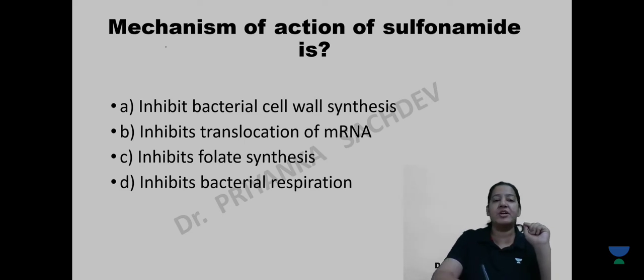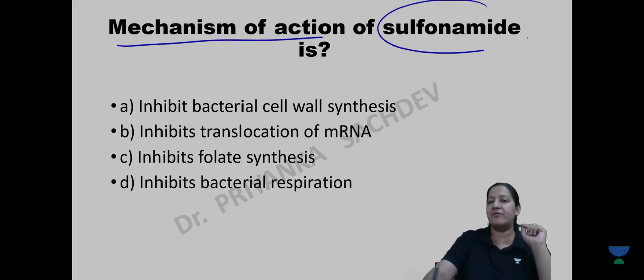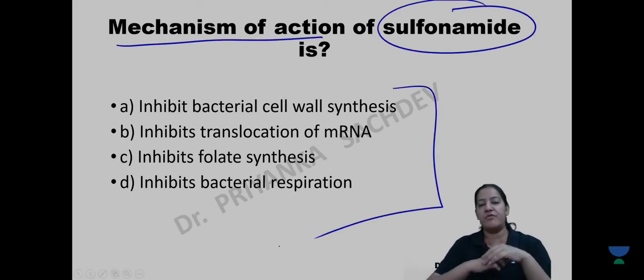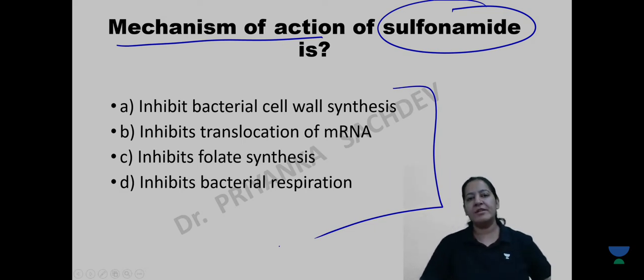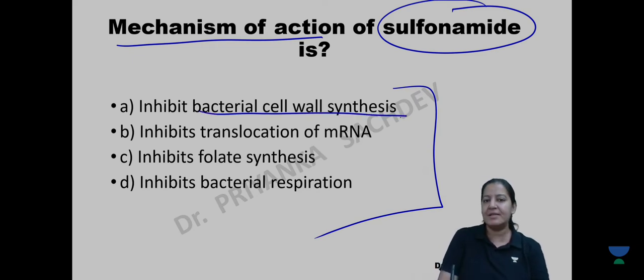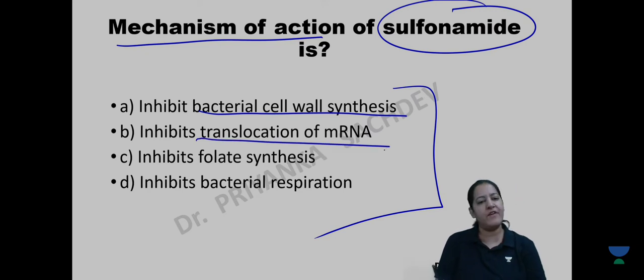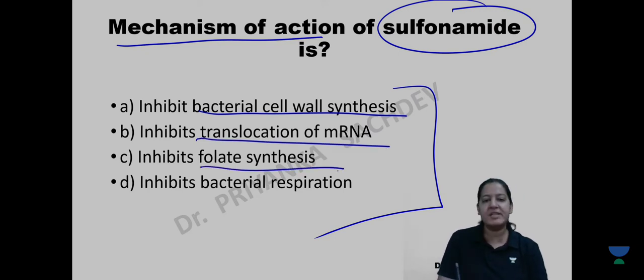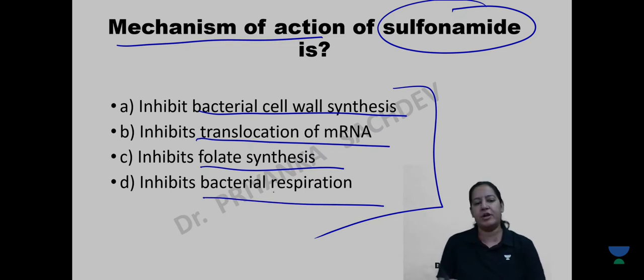This is the second question in front of you. What is the mechanism of action of sulfonamide? Read the four options. It is a question from previous year papers of NEET PG. Does it inhibit cell wall synthesis in the bacteria? Does it inhibit the translocation of mRNA? Does it inhibit folate synthesis in the bacteria, or does it inhibit bacterial respiration? Very good, Amar. So it inhibits folate synthesis. I want everyone to participate. Very good, Kishore. So the correct answer here is C.